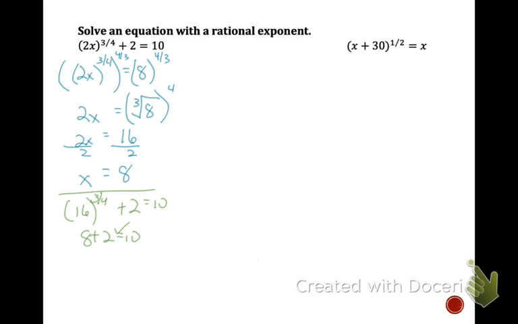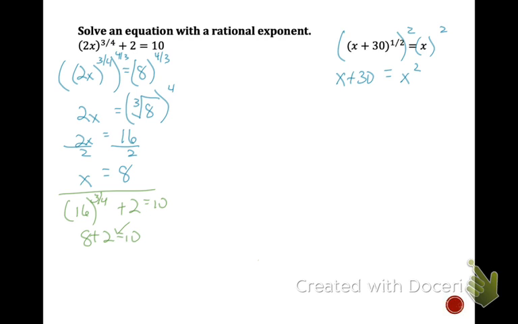All right, now let's solve x plus 30 to the 1/2 power equals x. So we have our rational exponent expression isolated. Let's just raise it to the reciprocal power. The reciprocal of 1/2 is 2. So 1/2 times 2 is just 1. So x plus 30 equals x squared.